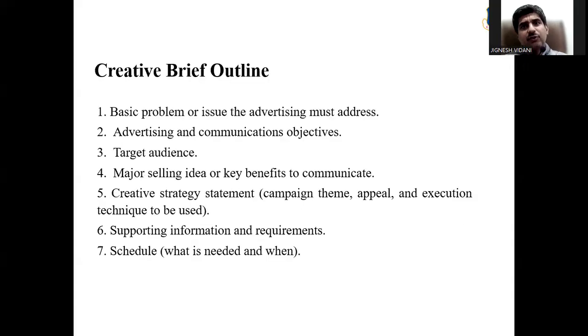What does a creative brief include? The creative brief has the basic problem or issue the advertising must address, advertising and communication objectives, target audience, major selling idea or key benefits to communicate, creative strategy statement, that is, campaign theme, appeal, and execution technique to be used, supporting information and requirements, and the schedule, that is, what is needed and when.